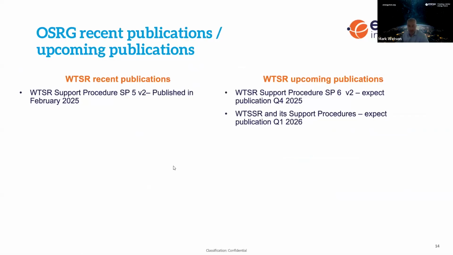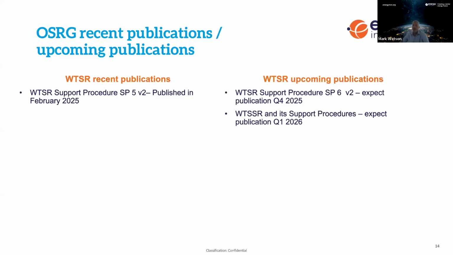So what have we been doing within the OSRG recently? So the most up-to-date publication has been around P5, which is the TAS process. That's recently been updated and republished, and we've also done a webinar explaining the changes. And the work that we're currently doing is Support Procedure 6. We've been going through a review and update process for Support Procedure 6, which is the appointment of persons, and that will soon be updated and published, and a webinar to follow.